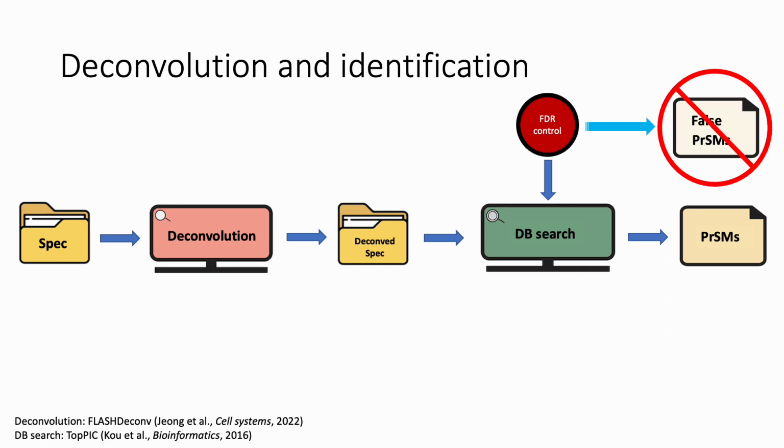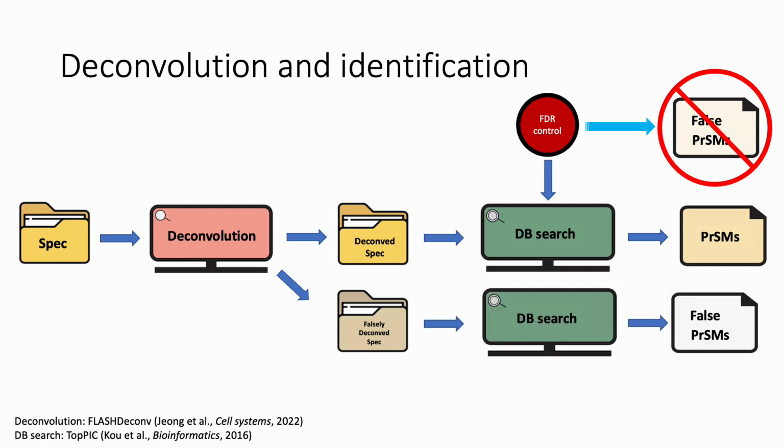But we do have the deconvolution step, and again we have an uninvited guest, falsely deconvolved spectra. These false ones are used as inputs to the same database search without any distinction from our side, again generating many false PRSMs. Then the question is, does the above FDR control effectively remove the second kind of false PRSMs, right?